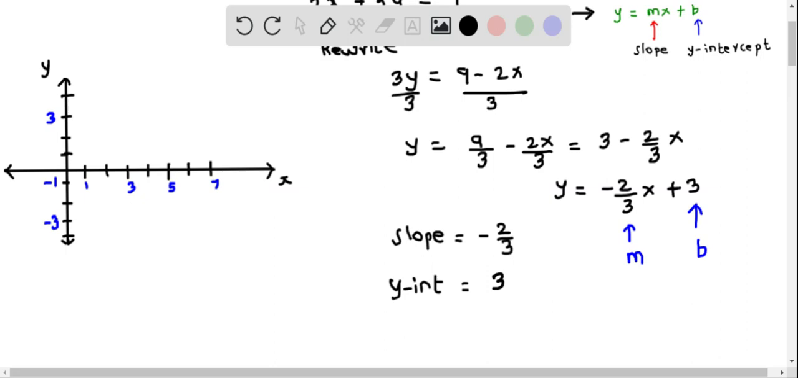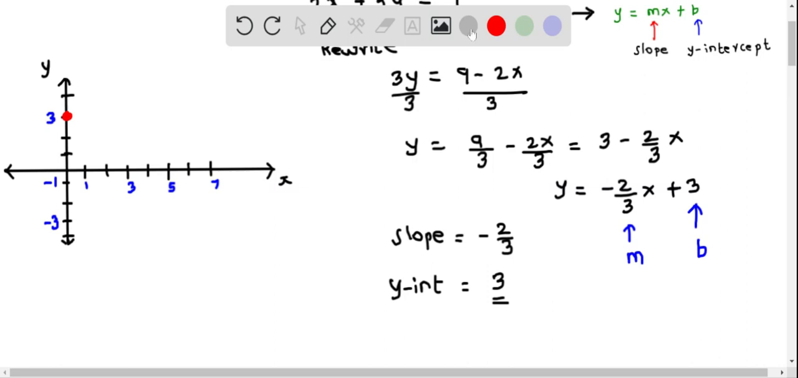Let's now graph this equation using the slope as well as the y-intercept. First, I'm going to mark this y-intercept, that is 3, on the graph. I can mark it over here, and we just got 1 point. We will need at least one more point to draw the graph. So we have the slope equal to negative 2 thirds.